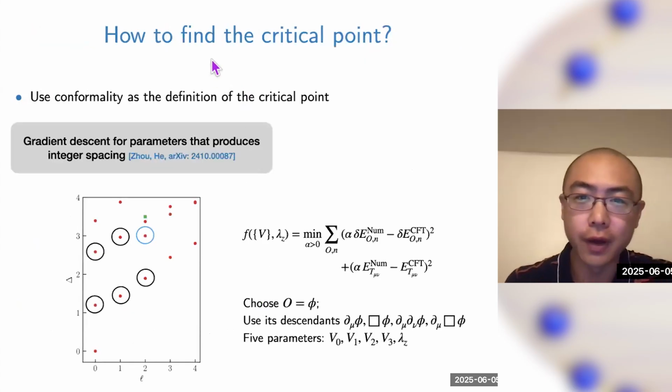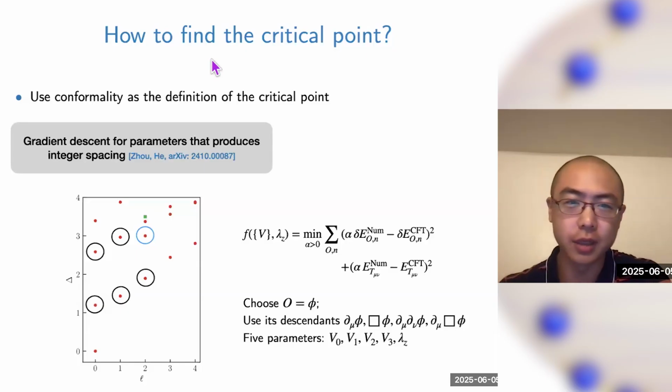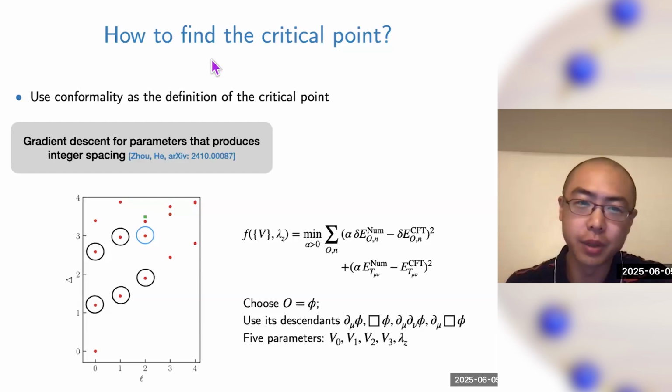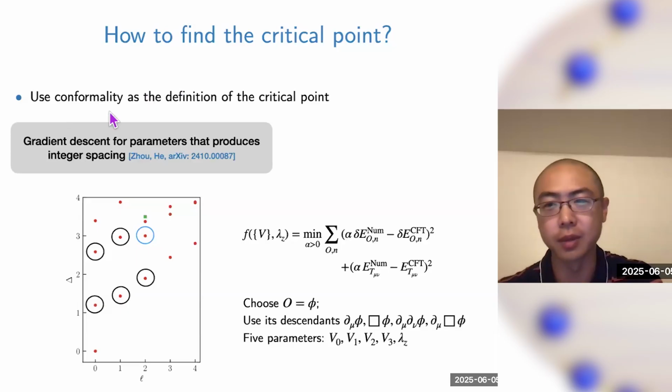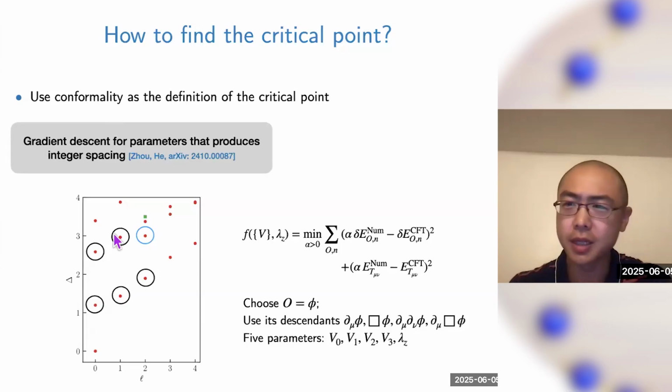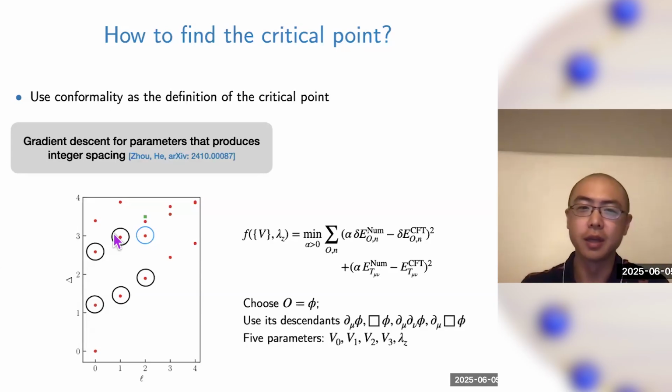So first, how do you find the critical point? It essentially boils down to how you define a critical point in the finite size system. Here, because we have access to the energy spectrum and we have the state-operator correspondence on the fuzzy sphere, we would like to use the conformality of the energy spectrum as the definition of the critical point. Basically, if the system is at the critical point, then we expect the energy spectrum to show many integer level spacings.